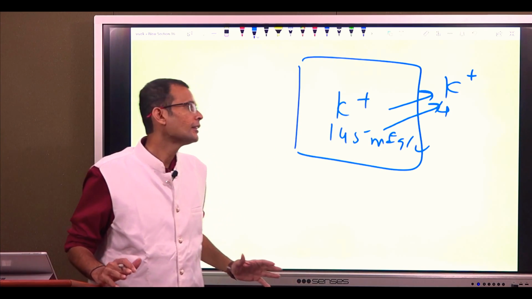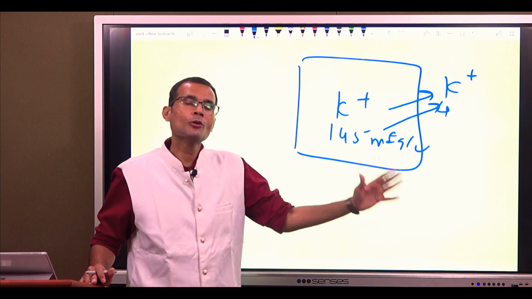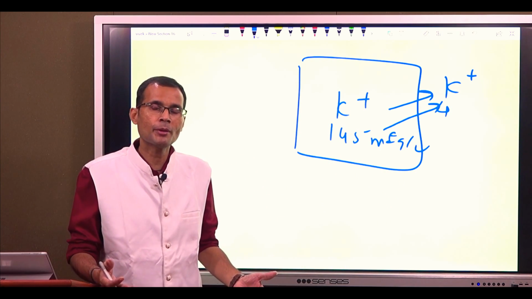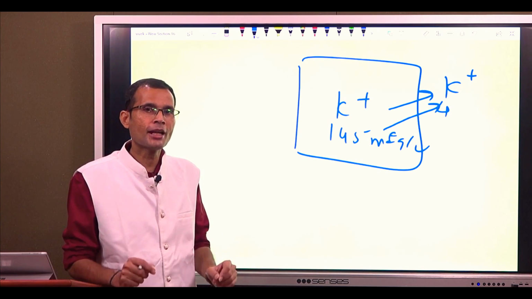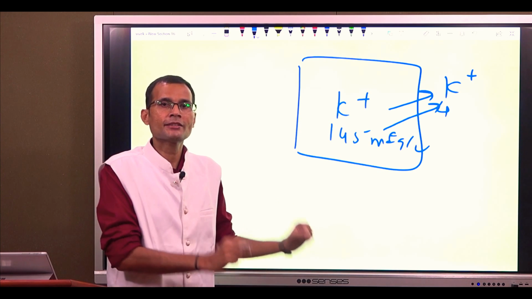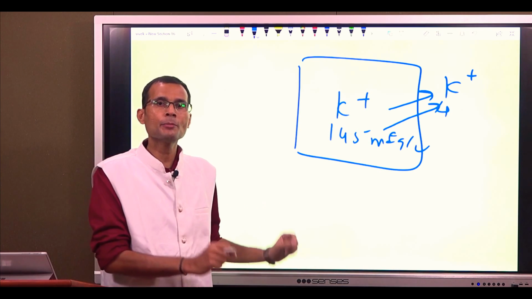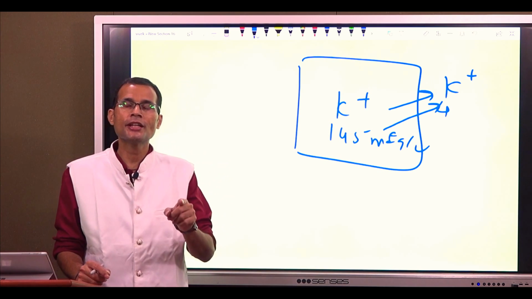So we have all learnt that the potassium goes out and causes the repolarization of the membrane, the recovery from excitation. But my point is, can potassium cause membrane excitation? Can it cause membrane depolarization? The answer is yes.